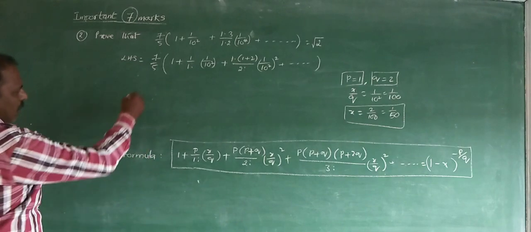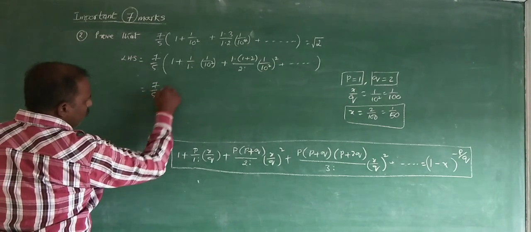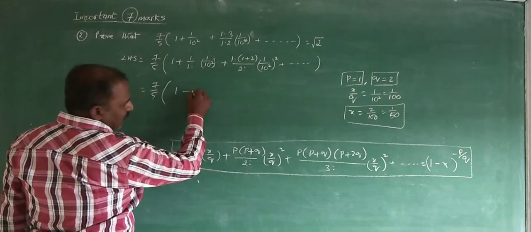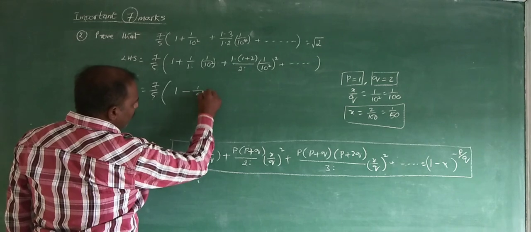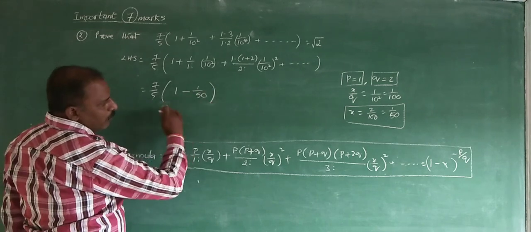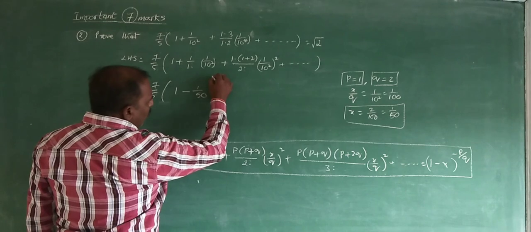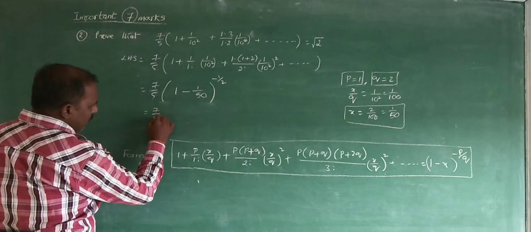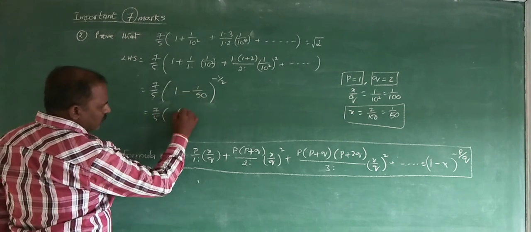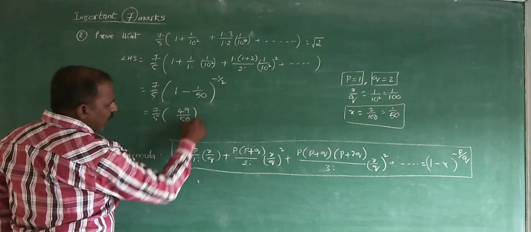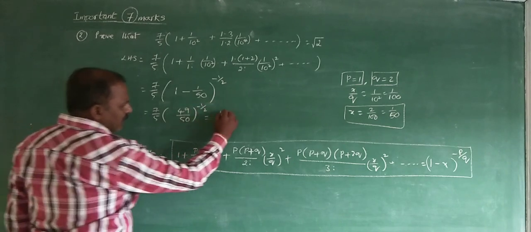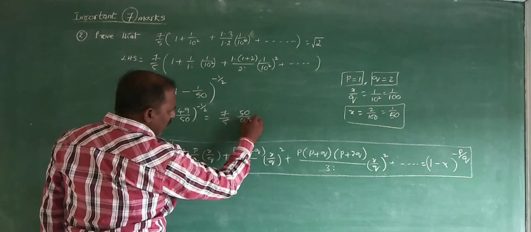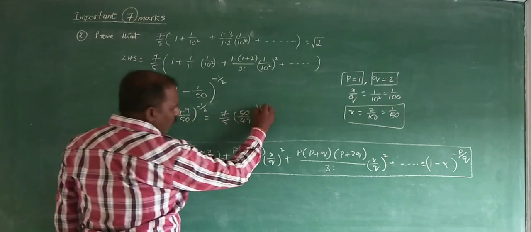When you substitute here, I can write this as 7 by 5 into, apply the formula, 1 minus x, x is nothing but 1 by 50, whole to the power of minus p by q, which is minus 1 by 2. So this is 7 by 5 into, 50 minus 1 is 49 by 50, to the power of minus 1 by 2. I can write it as 7 by 5 into 50 by 49, and thus it becomes positive 1 by 2.